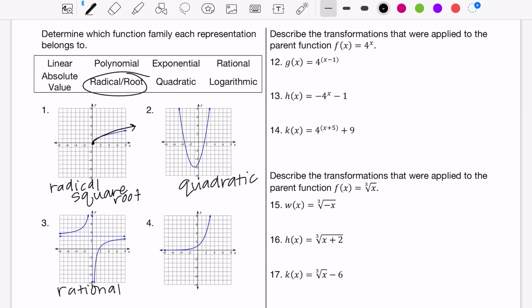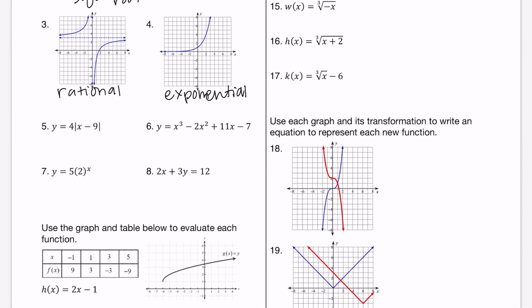And then finally, this one is going up from left to right. Linear would be a line, absolute value would be a V, polynomial would not look like that shape. Quadratic we already did, root we already did, log looks like an R, and we already did rational. That leaves us with an exponential, and more specifically, this is an exponential growth. You don't need to know that.